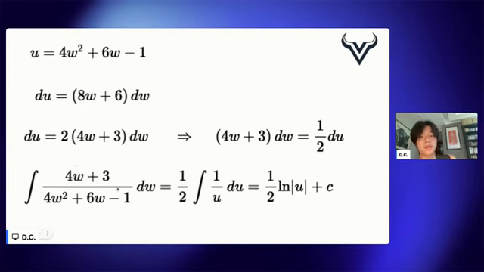Then we plug this in. So it's 1/2 the integration of 1 over u du. That should give you 1/2 ln u plus c. And then always remember to plug u, all this stuff, back in to get all the marks.